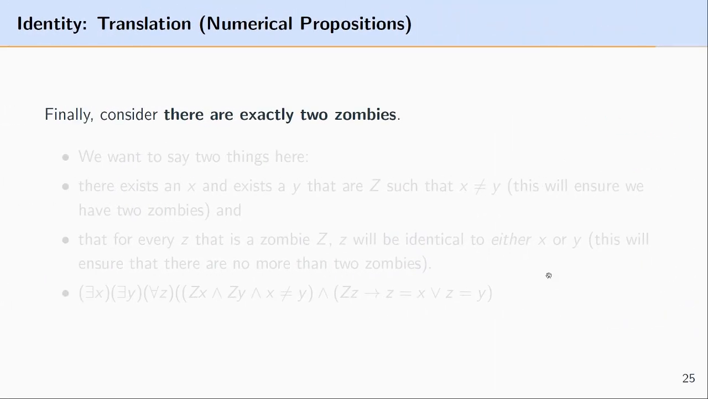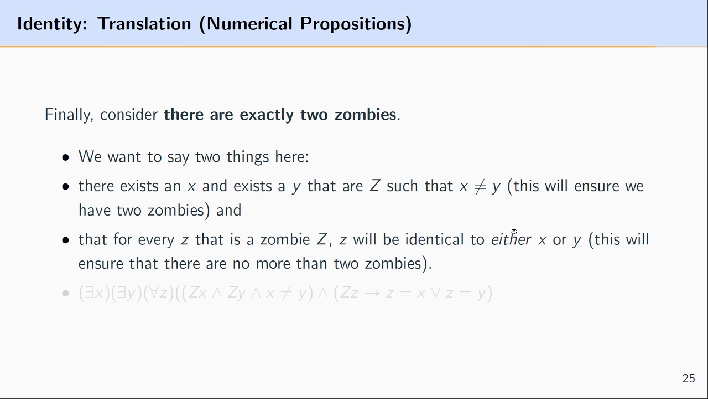Let's consider there are exactly two zombies. Again, we want to say two things here. We want to say that there exists an X and exists a Y that are both zombies, and they're not identical to each other. So we want to assert that there are at least two zombies. And we also want to say that there are no more zombies. That is, for everything else, and we'll say this is Z, if that thing has the property of being a zombie, then that object will be identical to one of the two things that are zombies, but are not identical to each other. And so we want to add in the statement that will ensure that there are no more than two zombies, but there are at least two zombies.